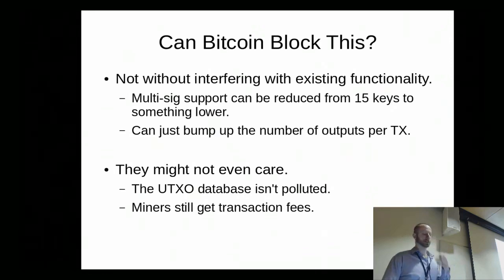And if they did that, you can just bump up the number of outputs per transaction. So you should be able to always fill up that 10,000 byte limit one way or another. So it seems like they probably can't block this. The thing is, they might not even care. One of the biggest things they cared about in the beginning was the UTXO pollution, which would create a pretty major problem for them, and this system doesn't result in that. So I'm thinking they probably don't even care.